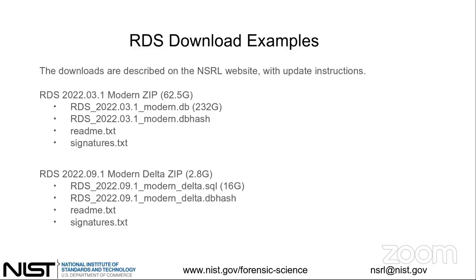RDS 2022.03.1. That was the March number 1 release for that month. RDS 2022.09.1, that's the September update release, a Delta release. That's a smaller zip file, about 3 gigs, and it has about a 16 gig update script in it. So that's what a monthly update would be, just a simple script that gets applied to the current database.